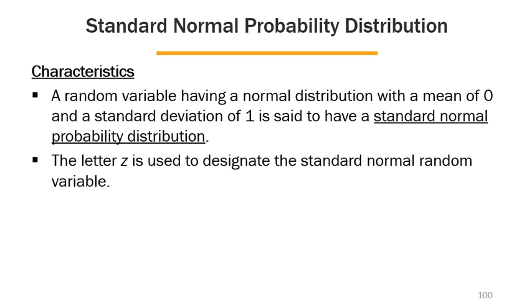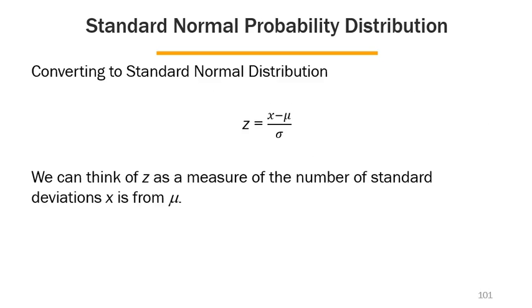So a random variable that has a normal distribution with a mean of 0 and a standard deviation of 1 is said to have a standard normal probability distribution. And for that we use the letter Z to designate that. So that's a fairly standard notation, is Z. We can convert anything that is normal into a standard normal by applying this little equation that you see here.